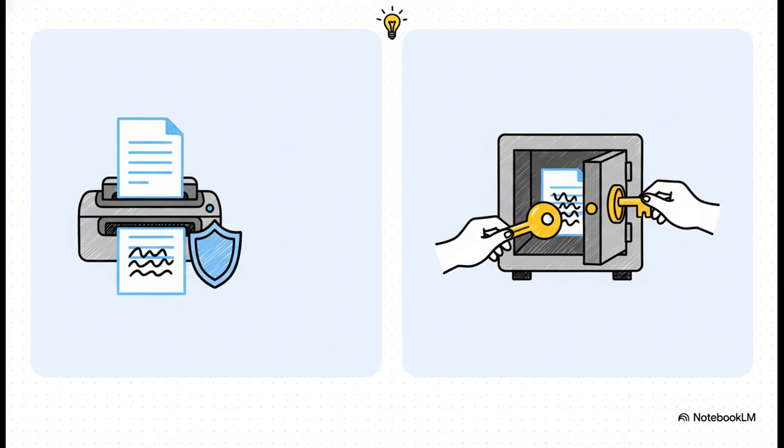On the left, you've got pass by value. Think of it like making a photocopy of a document. You can scribble all over the copy, highlight it, spill coffee on it. It doesn't matter. The original is safe in the filing cabinet. On the right, pass by address. This is completely different. This is like giving someone the key to the safe. They now have direct access to change that original document.